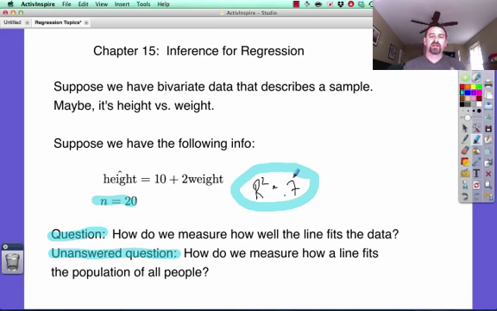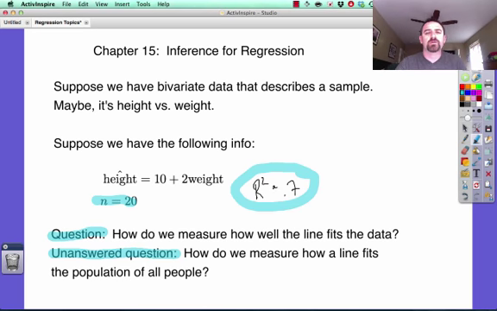So for instance, if you have a sample of 20 people, but you're really interested in a larger population of people, this r squared only tells you how well it fits your sample. Now we want to figure out how the line describes the population of all people. So this unanswered question is what we're trying to get at here.